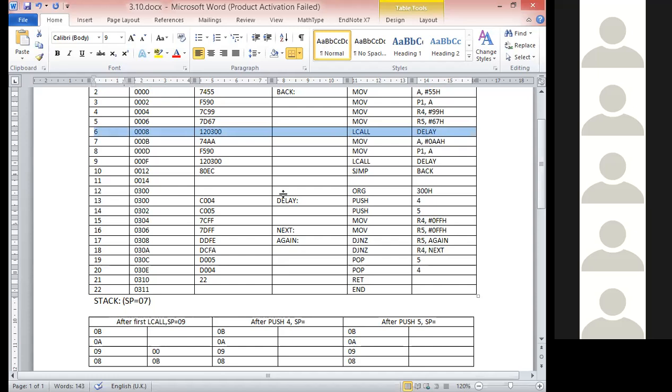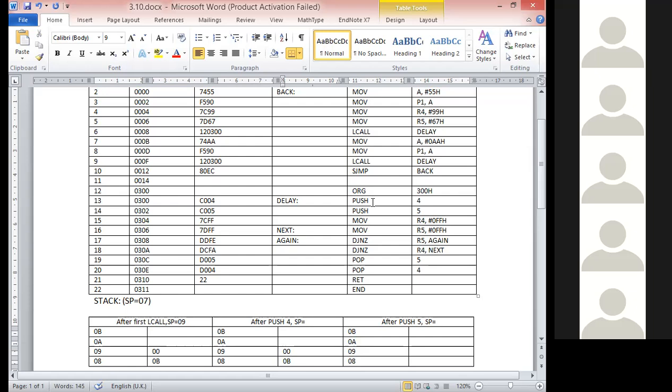After the first LCALL, you come to line number 13. The first instruction that you encounter after the first LCALL is PUSH 4. So tell me, what will be the change in the contents after PUSH 4? Okay, let me write over here 0B because it will remain like this. What will be the change in the stack after PUSH 4? At 0A it will be 04. 0A will be 04 maybe.